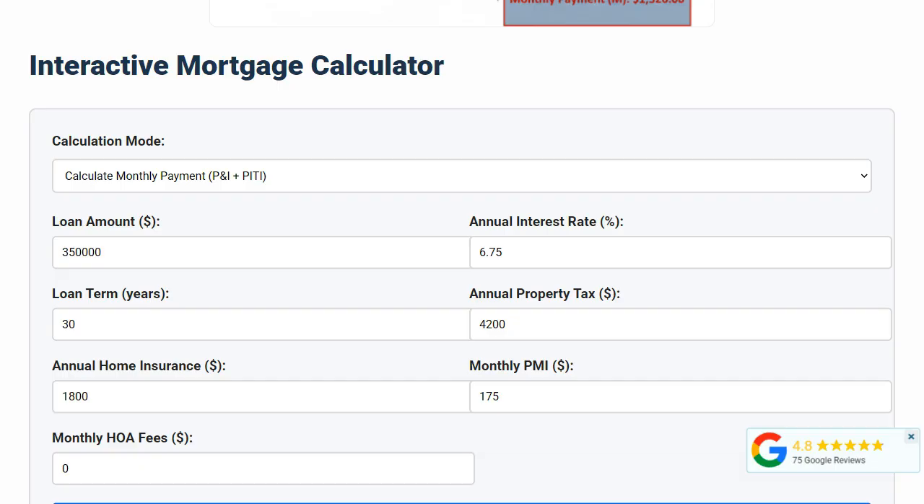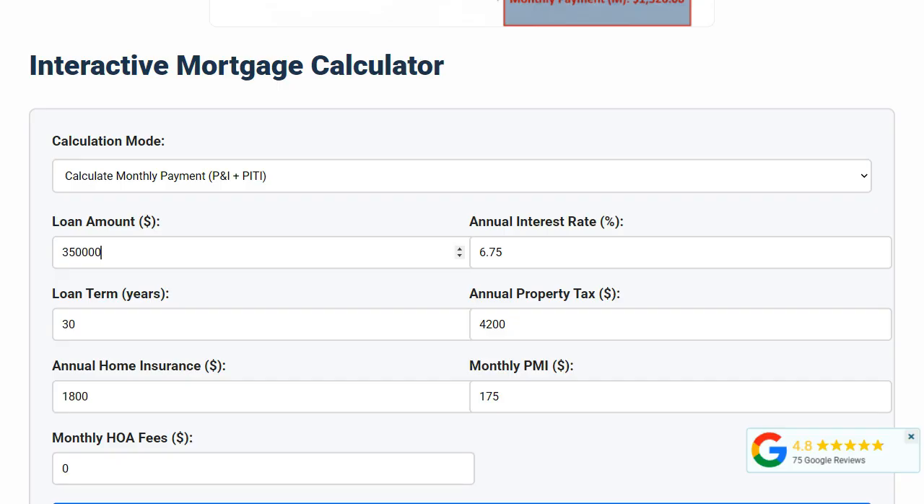To use this calculator, start by entering your home purchase price in the first field. Next, input your down payment amount or percentage. Then enter the annual interest rate your lender has quoted you. Select your loan term, typically 15 or 30 years. You can also add estimated annual property taxes and homeowners insurance costs for a complete monthly payment picture.